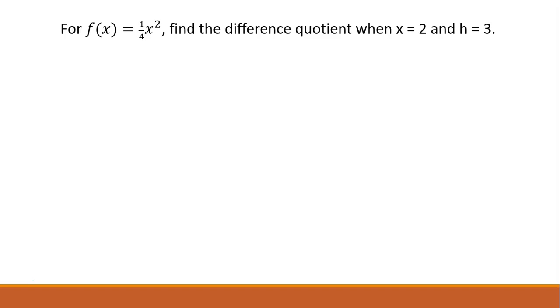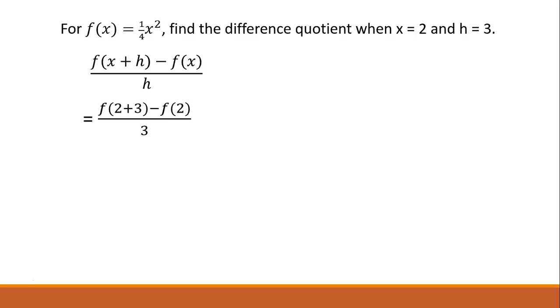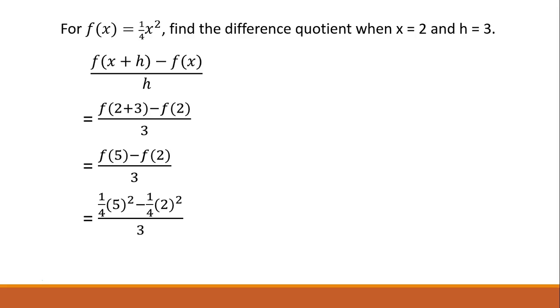Let's try this one. For f(x) equals 1/4 x squared, find the difference quotient when x is 2 and h is 3. So here's our difference quotient, f(x + h) minus f(x) over h. x is 2 and h is 3, so we need to find f(2 + 3) minus f(2) over 3, which means we need to find f(5) minus f(2) over 3. To find f(5), we substitute 5 into our function for x, and to find f(2), we substitute 2 into our function for x.